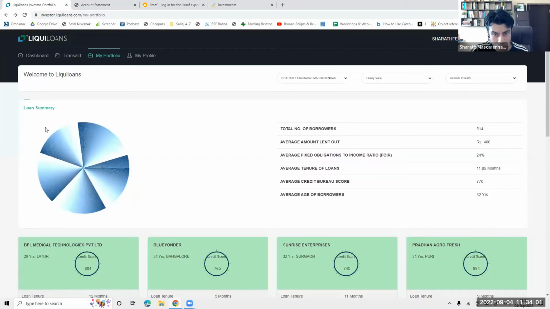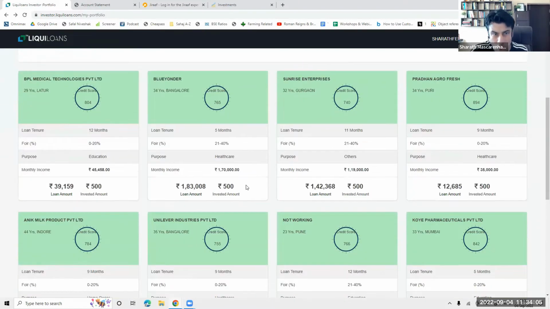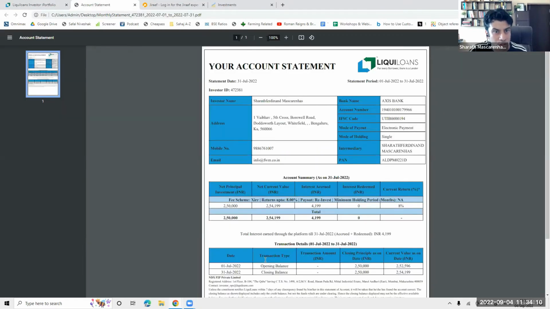If I need any further details, I can look at my portfolio, get to know where my money is being lent, to whom it is lent, at what interest rate, and so on. I want to pull out a monthly account statement. These statements are available for us to take a look at. If you're not aware of this just yet, please reach out to Sagar and he'll give you all a quick download on how you can pull up these statements. So that is as far as liquid loans is concerned.